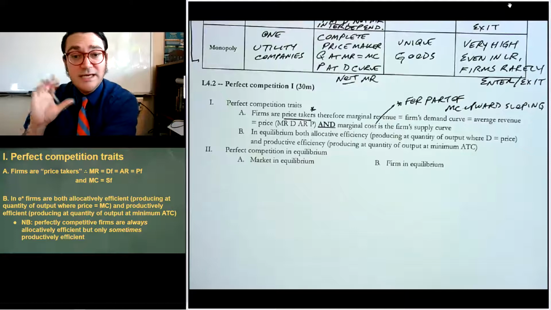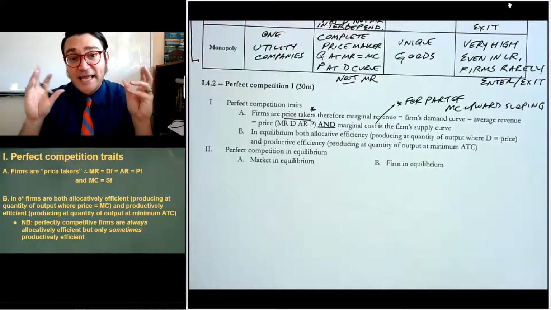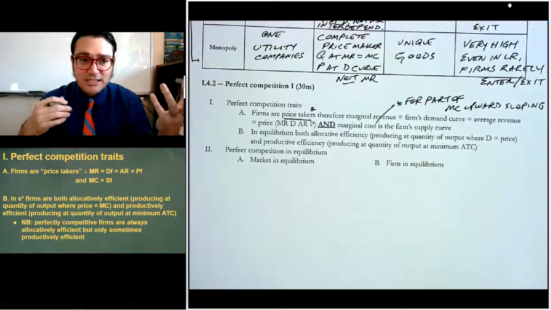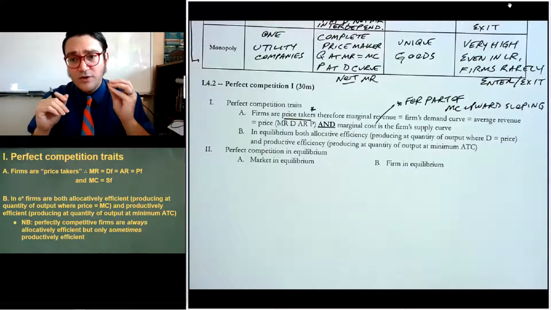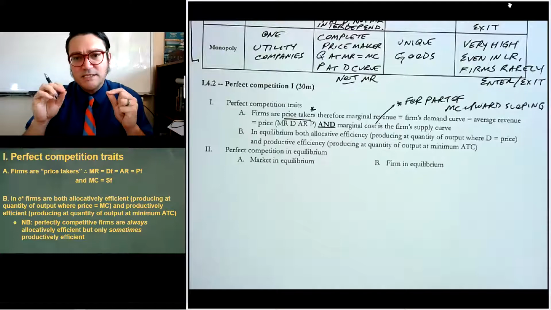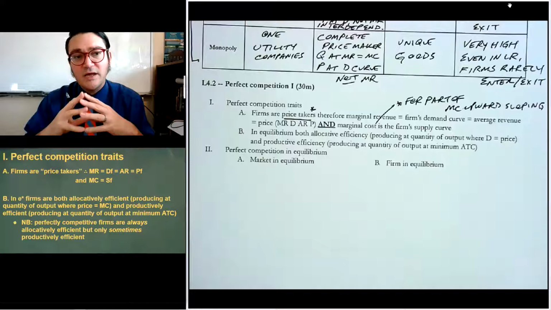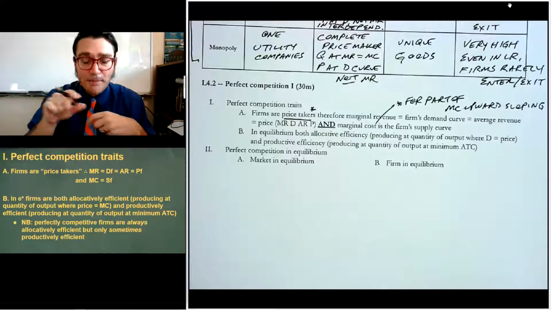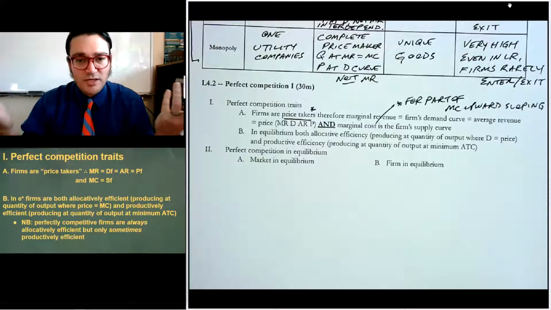Now, the second thing to know is that in equilibrium, a perfectly competitive firm is both allocatively efficient and productively efficient. And those two terms are going to come up a lot in this unit and in the next unit. Allocative efficiency means that we're producing at the quantity where the demand curve is the price. So we're producing a quantity of output where the demand is the price. And by definition, they have to be. The second thing is that they are productively efficient in equilibrium. And that's the idea that they produce at the quantity where they're at the minimum of the ATC curve. And so those are just the two definitions of allocative and productive efficiency.